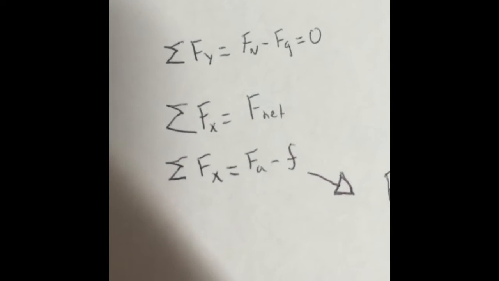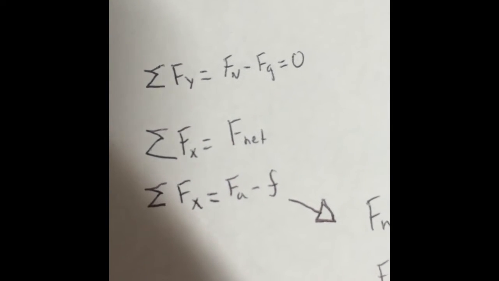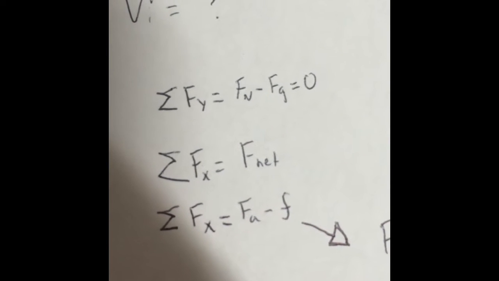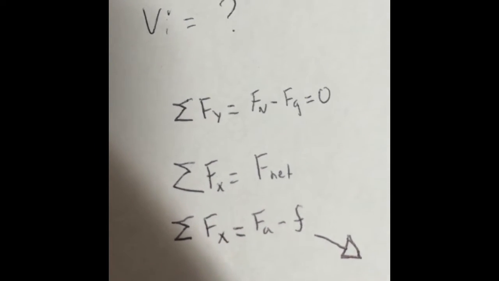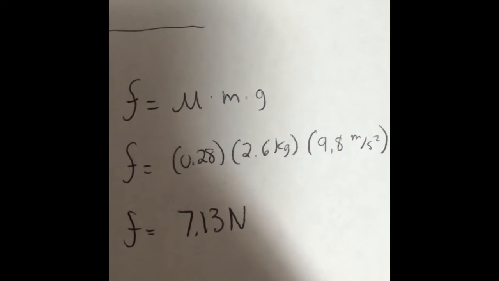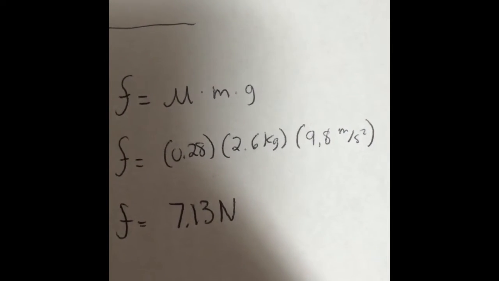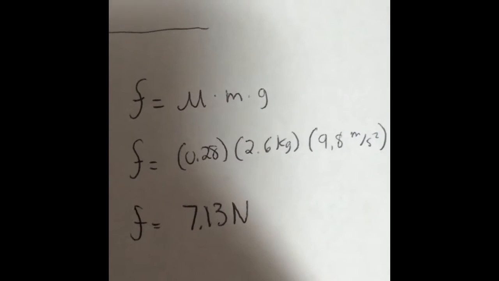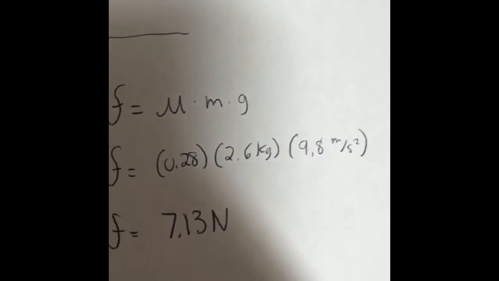So when summing the forces, we know that F in the y direction cancels out and that becomes 0. So F net is just F in the x direction, which is F applied minus friction. Using the numbers given, we can actually solve for friction because we know that friction equals the coefficient of friction times Fn, and Fn also equals mass times gravity, which also equals the force of gravity. So we plug in those numbers and we get 7.13 newtons.